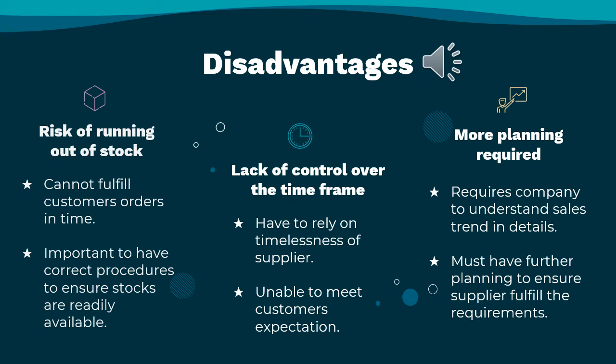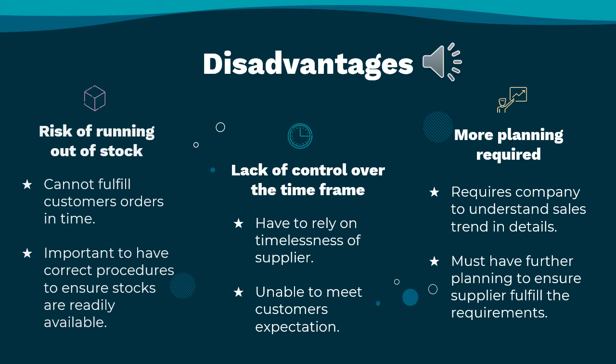Second is lack of control over the time frame. Having to rely on the timeliness of suppliers for each order puts the company at risk of delaying customers' goods. If unable to meet consumer expectations, consumers might take their business somewhere else.